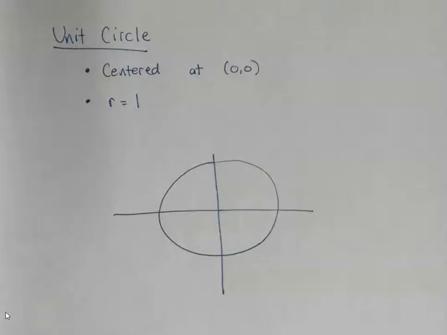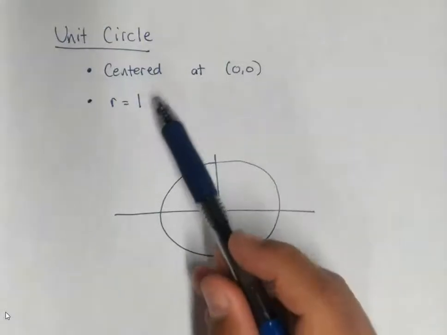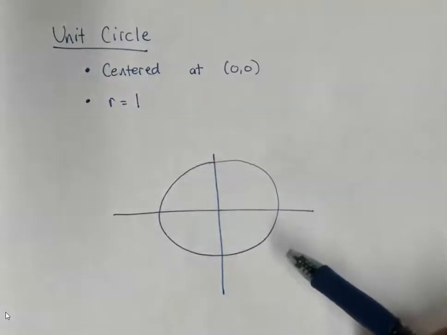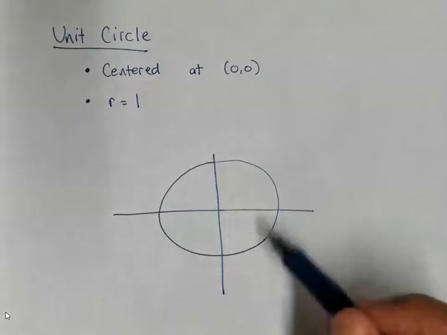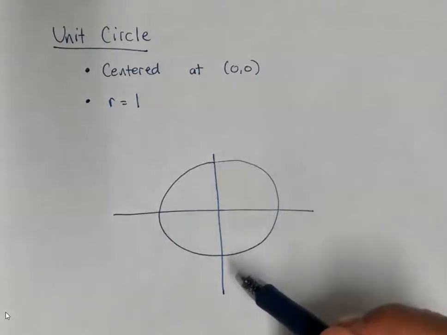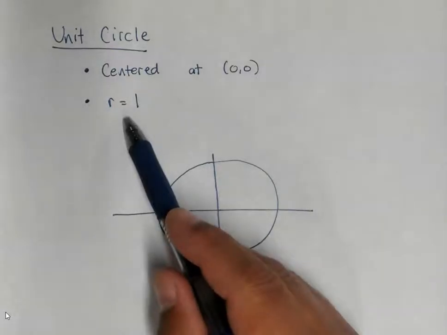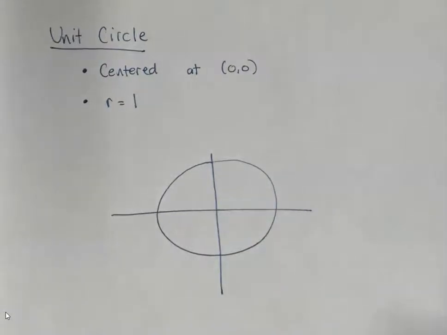So the two most important aspects of the unit circle: it is a circle centered at 0, 0. So a lot of people forget that the unit circle is actually in the coordinate plane. If you don't remember that the unit circle is positioned in the coordinate plane, it's really not that useful to you. The other important characteristic is that the radius of the circle is 1 unit.